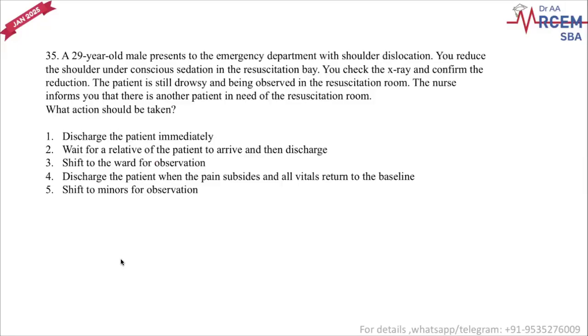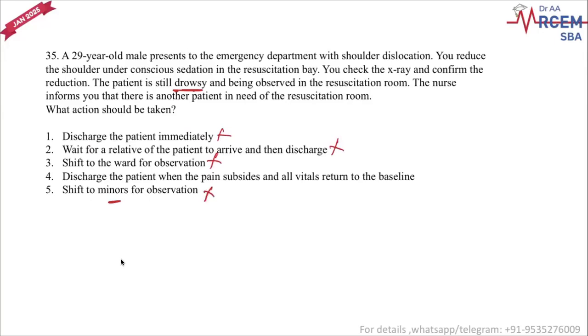Discharge the patient immediately? No, you cannot discharge because the patient's level of consciousness is not back to normal. So wrong. Wait for a relative of the patient to arrive, then discharge? No, all vital parameters, including the level of consciousness, must come back to normal. You cannot observe anywhere other than where all the equipment is available. Shift to minor for observation? No, you cannot shift to minors either.